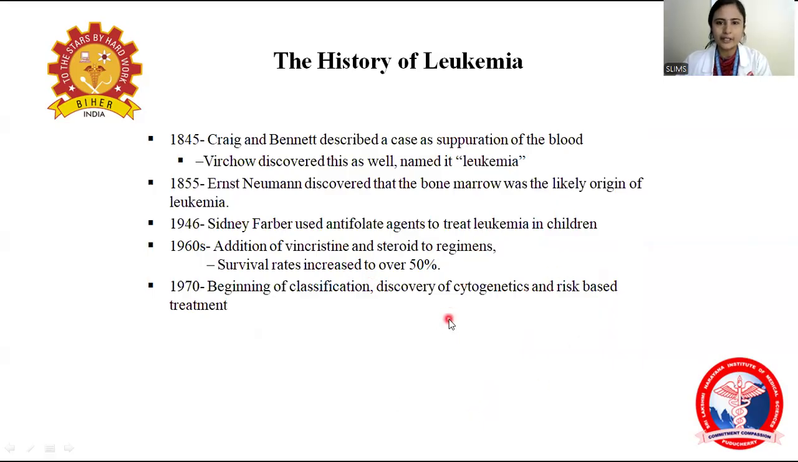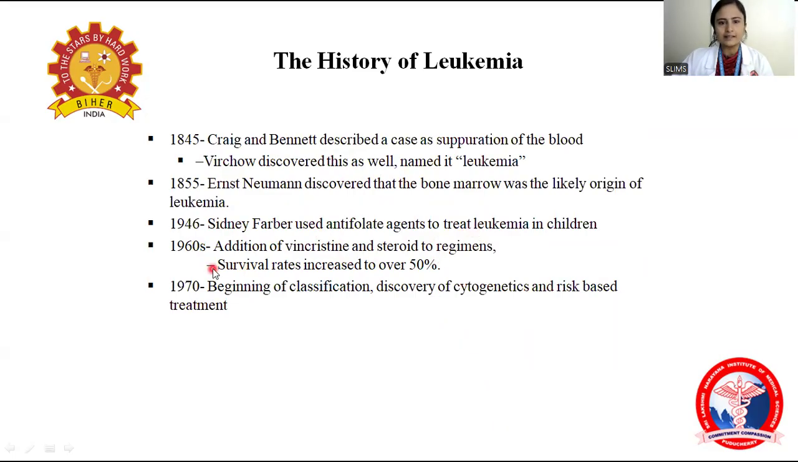Before jumping into the topic, we will go through the history of leukemia. In 1845, Craig and Bennett described a case as a separation of blood. Virchow discovered this as well and named it leukemia. In 1855, Ernst Neumann discovered that bone marrow was the likely origin of leukemia. In 1946, Sidney Farber used an antifolate agent to treat leukemia in children.